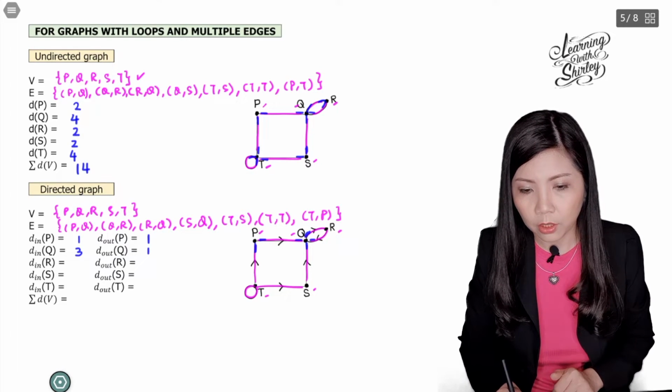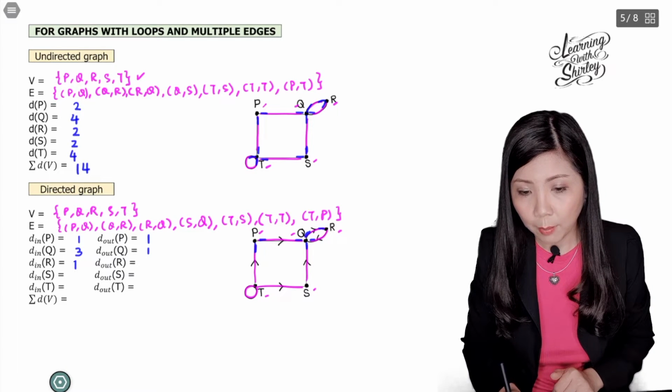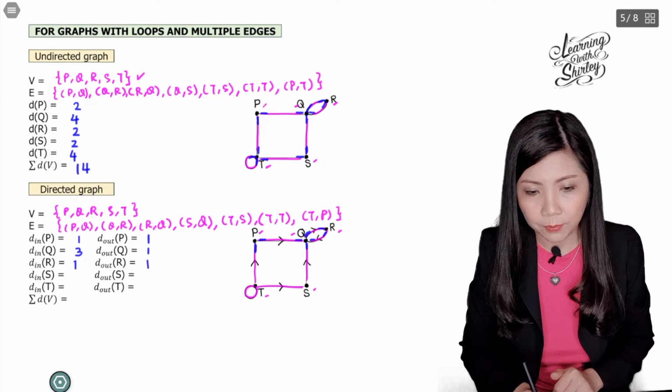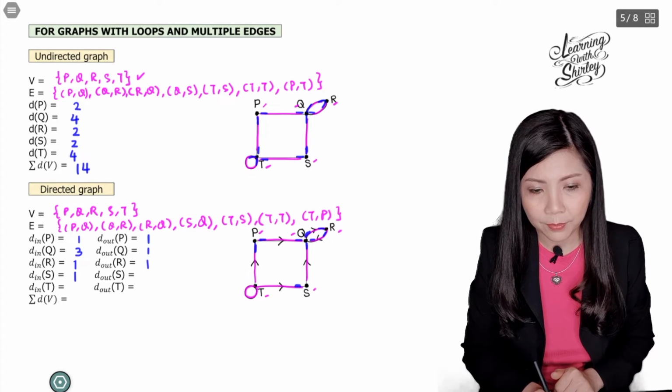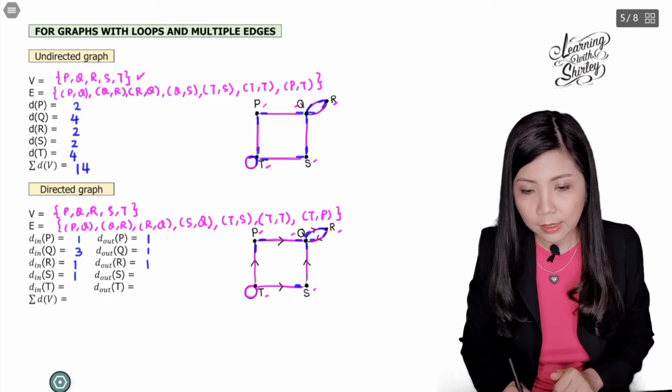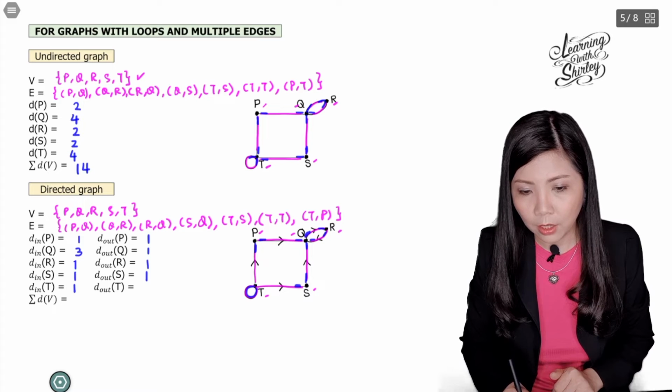Okay, D in R, going into R, we have 1. D out R, coming out from R, we have another 1. And then D in S, going into S, we have 1. D out S, coming out from S, we have 1. Then D in T, going into T, we have 1 here, which is a loop. Then D out T, we have 1 here, another 1 here, and then the loop is considered as another 1.